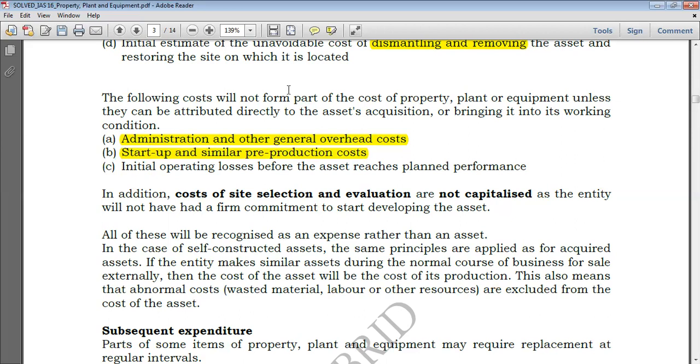But right now we're just speaking of initial measurement. Also, initial operating losses before the asset reaches planned performance. Let's say at the beginning, the company is facing losses. You cannot capitalize those initial operating losses before the asset reaches its planned performance. Just after testing, you cannot recognize further costs, even if you incur losses.